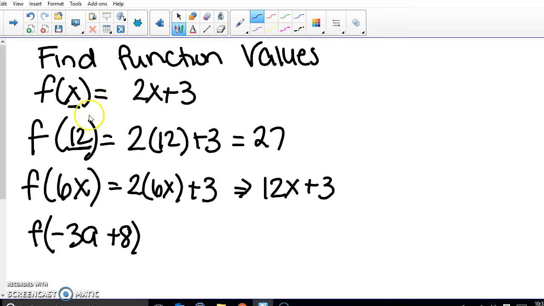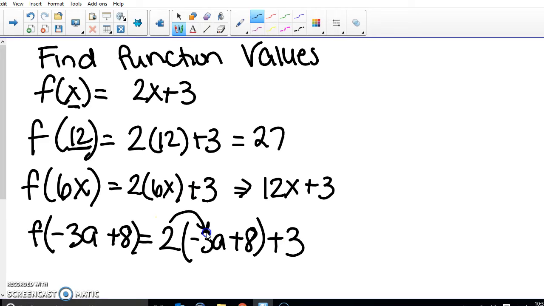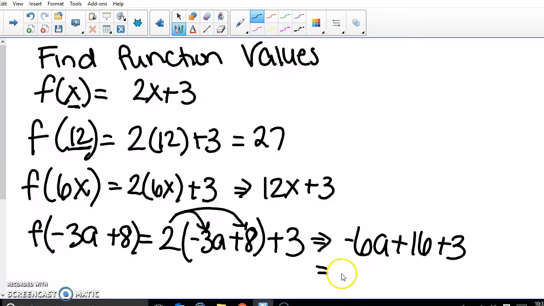And then for this last one, I can say f of negative 3a plus 8. Since negative 3a plus 8 is being substituted for x in our function, I'm going to do the same substitution over here. Now I need to do algebra to simplify. And I get negative 6a plus 19. So f of negative 3a plus 8 equals negative 6a plus 19.